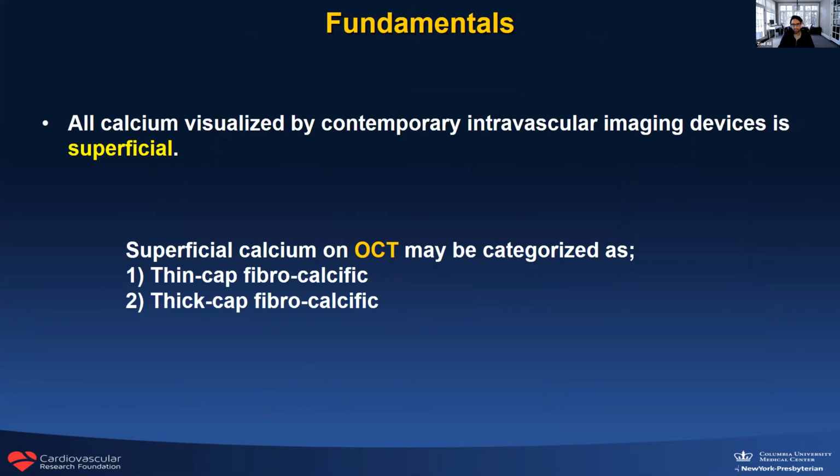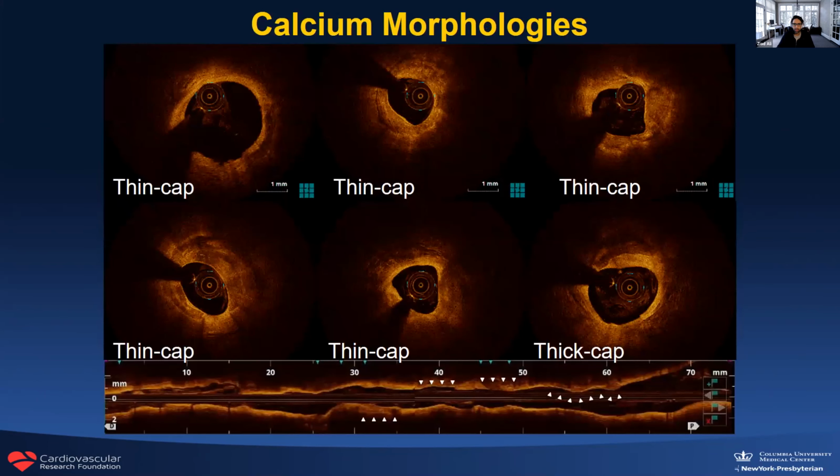So all calcium visualized by contemporary intravascular imaging devices is superficial. Superficial calcium on OCT can be categorized as thin cap fibrocalcific and thick cap fibrocalcific, i.e., does the calcium touch the lumen, or is there a layer of intima in between? Now, here's examples. This is thin cap. This is another thin cap. This is another thin cap, because the calcium is abutting the lumen. Thin cap, thin cap. But this is thick cap calcification. There's a large layer of intima on top of the calcium, and modifying this calcification is very different to the other 5 in this pattern.